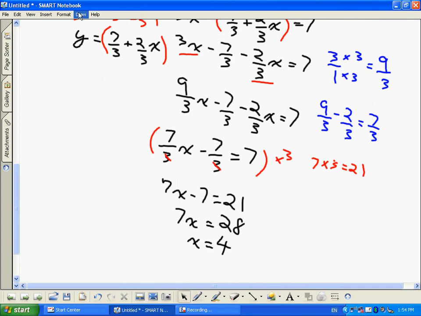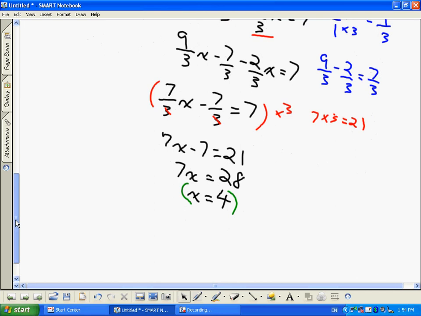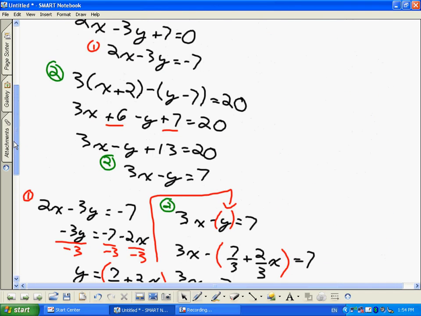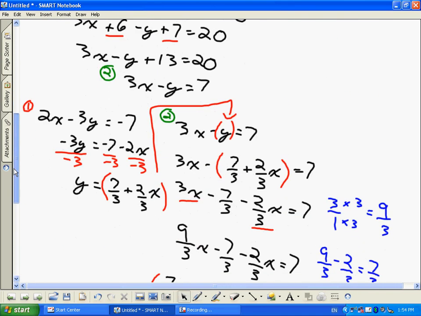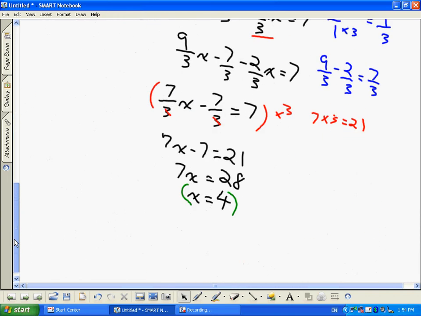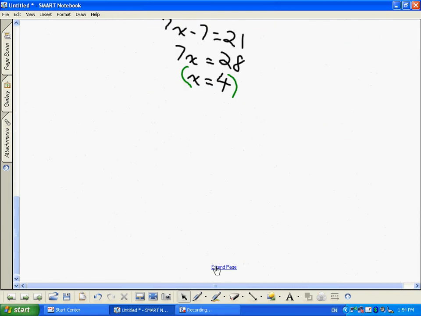Now, after all that work, I've actually only solved for x. Is that it? For x. It is 4. I need to substitute back in. We'll use 3x minus y equals 7. So we'll use our second equation.